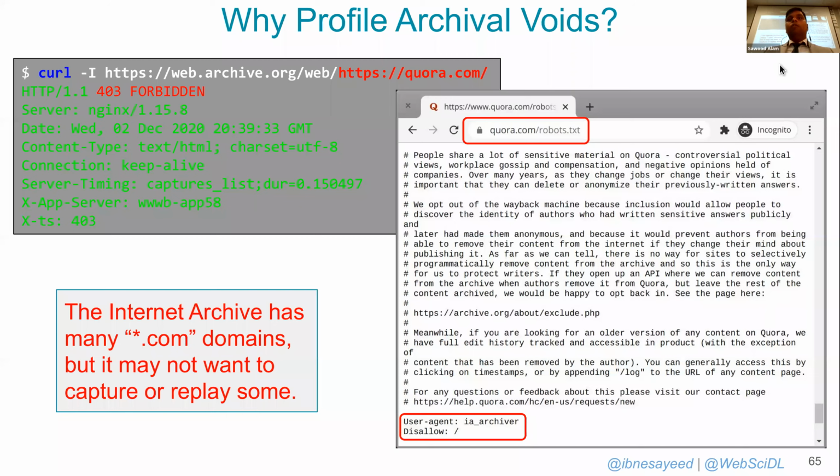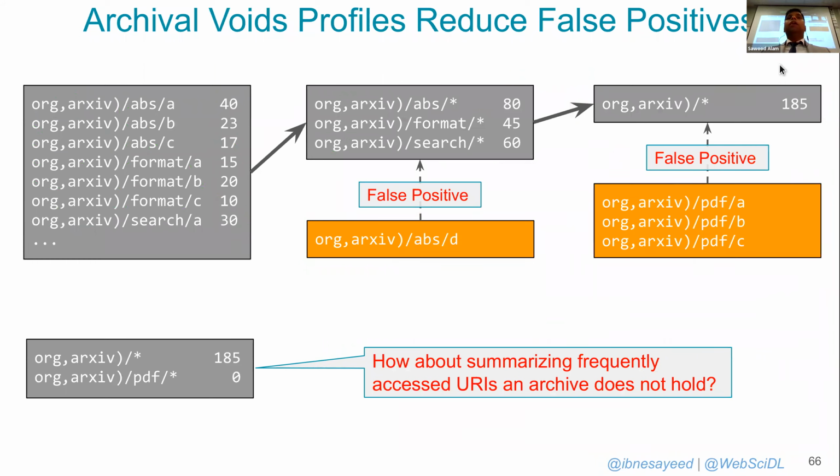because Quora.com has blocked Internet Archive for privacy reasons. Now, it would be good if we don't request Internet Archive for this because they don't show that. So there should be a way to say that this area is a void in this archive. And here, archival voids help us reduce false positives.